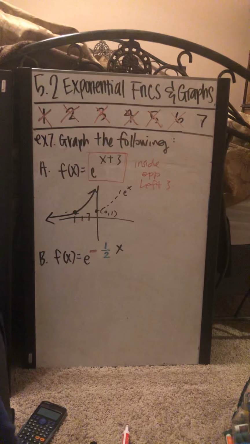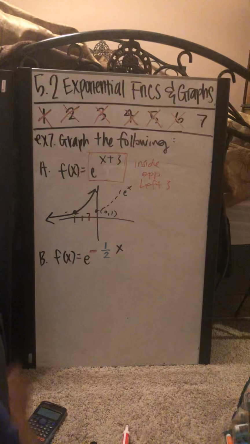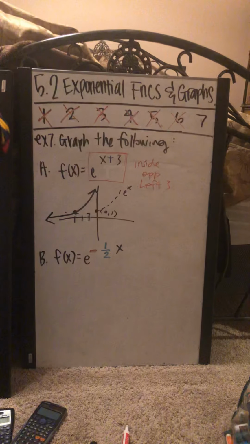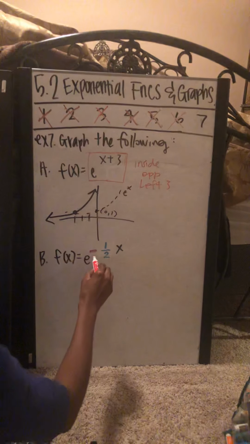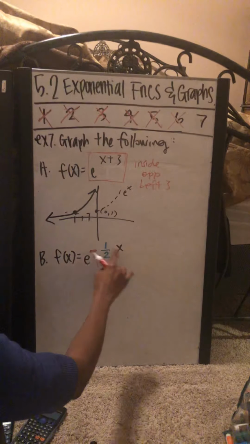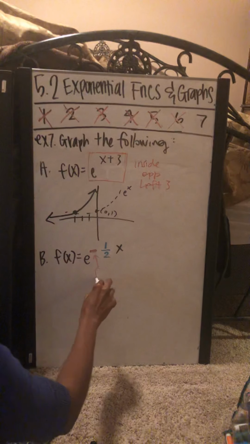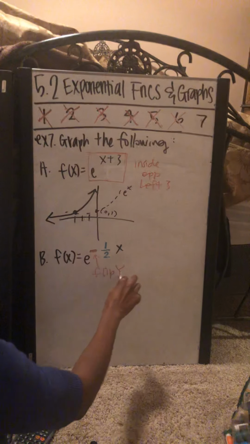Cool. So for B, we have two differences. We have this negative and we have this half. So let's talk about the negative. The negative is affecting the x. If it was affecting the y, it'd be on the outside. So since it's affecting the x, we flip over the y-axis.